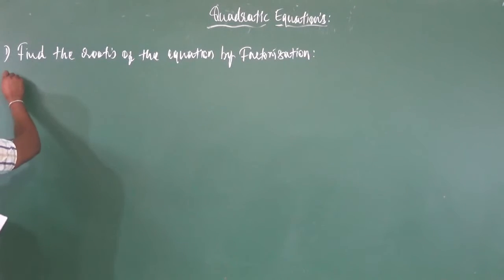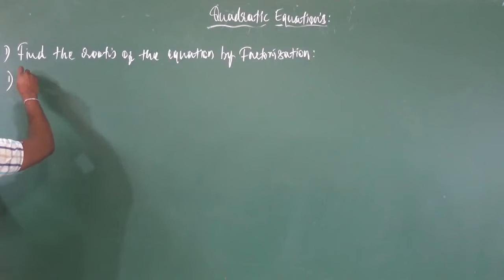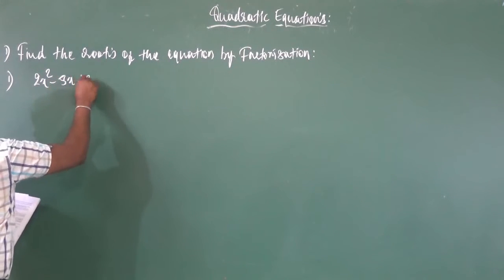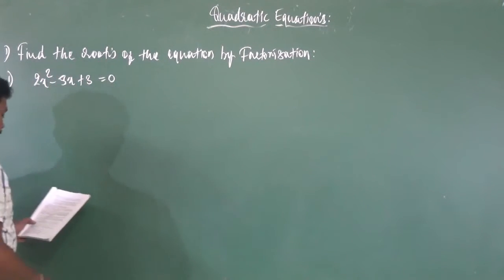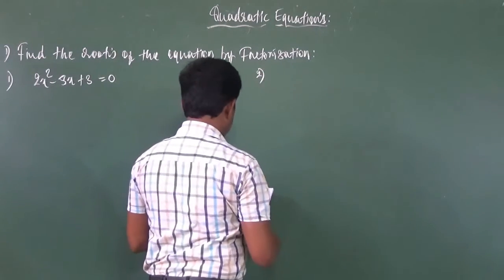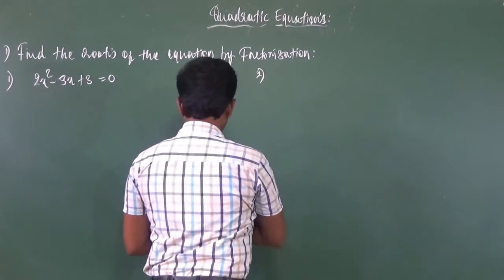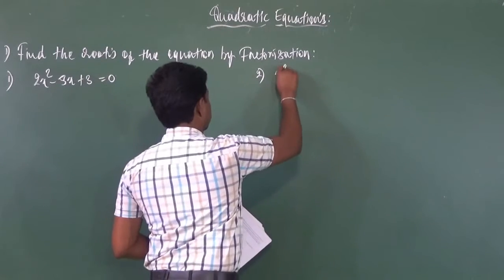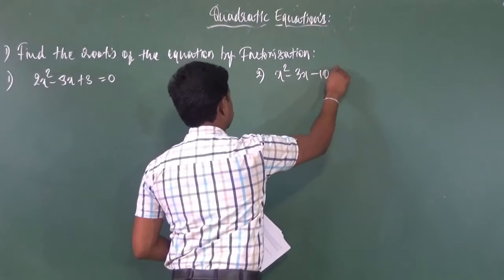So let us go with the first problem. It is 2x square minus 5x plus 3 is equal to 0. This is one of the first problems. Let us write the second problem also: x square minus 3x minus 10 is equal to 0.